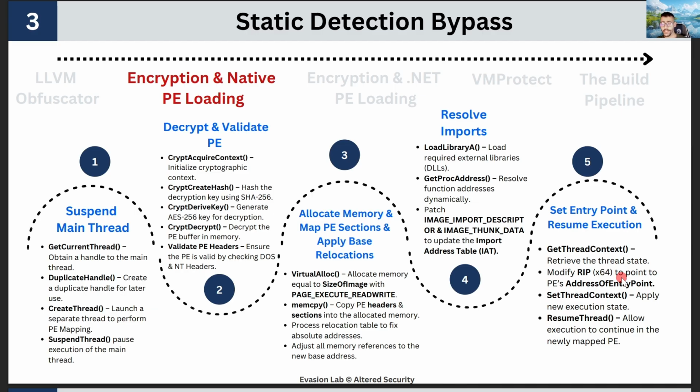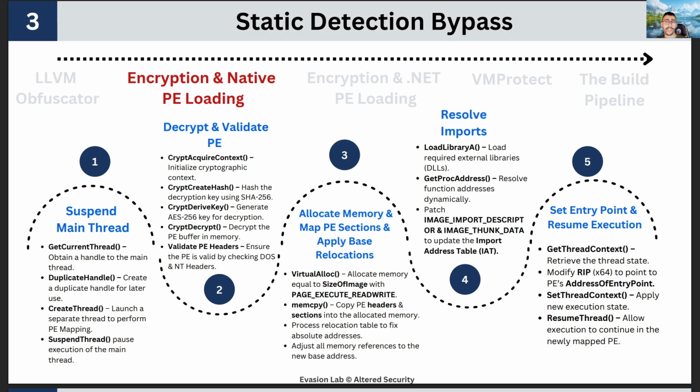Why is this important? Because the current execution flow is still pointing to the suspended thread. So we need to redirect execution to the new PE's entry point, allowing it to run inside the hijacked process.